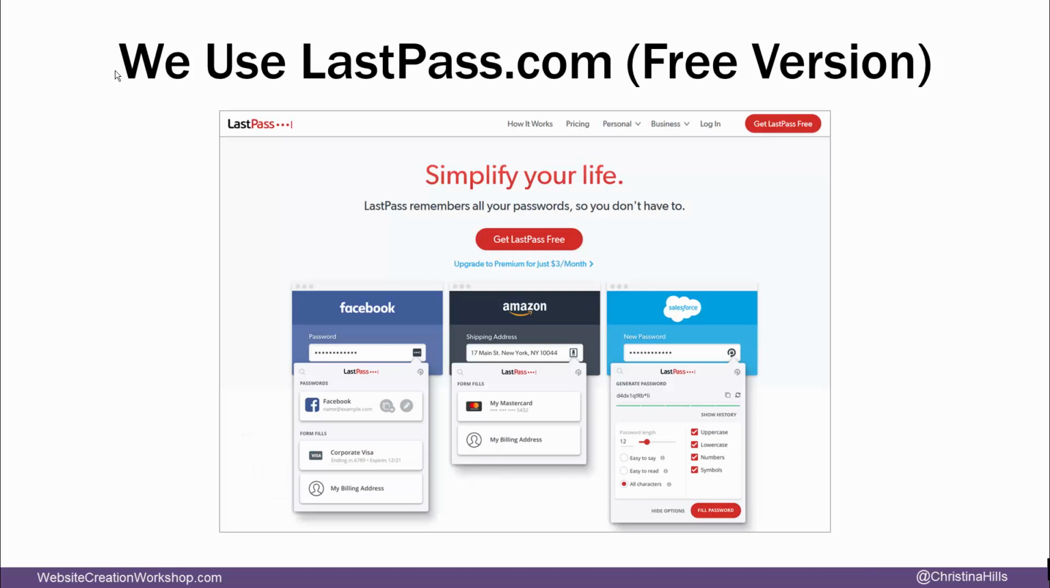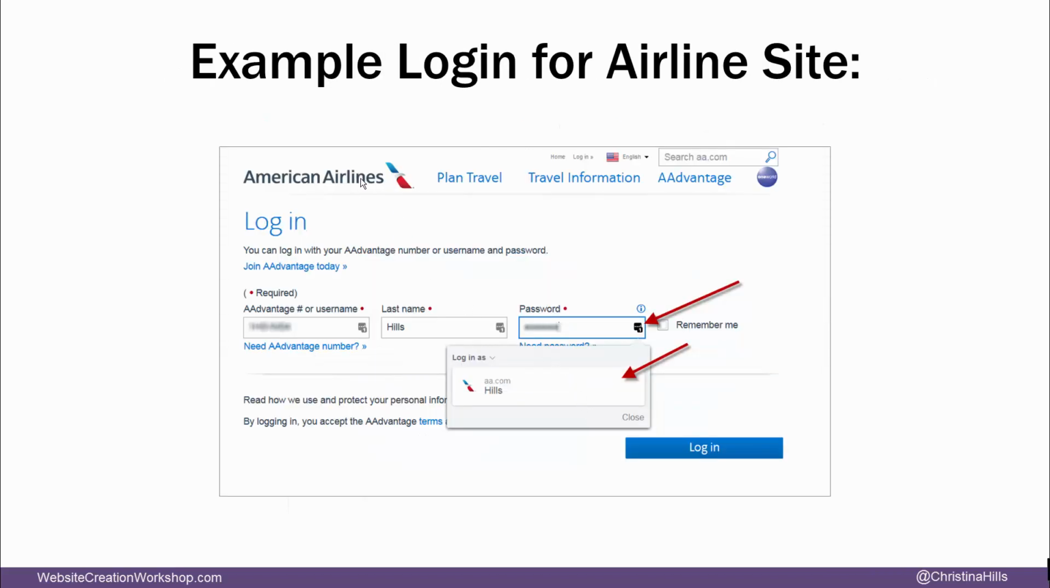And the one that I use is LastPass.com, and there is a free version of it. And it stores all your passwords. All you have to remember is one master password. And as you can see, and I've got another screenshot, once you have all your passwords in, then it saves it and gives you this little drop down. So for example, I went to American Airlines to the login screen, and I don't have to remember my password. I just click on these little dots here and it brings up my login. So it is a really easy way.